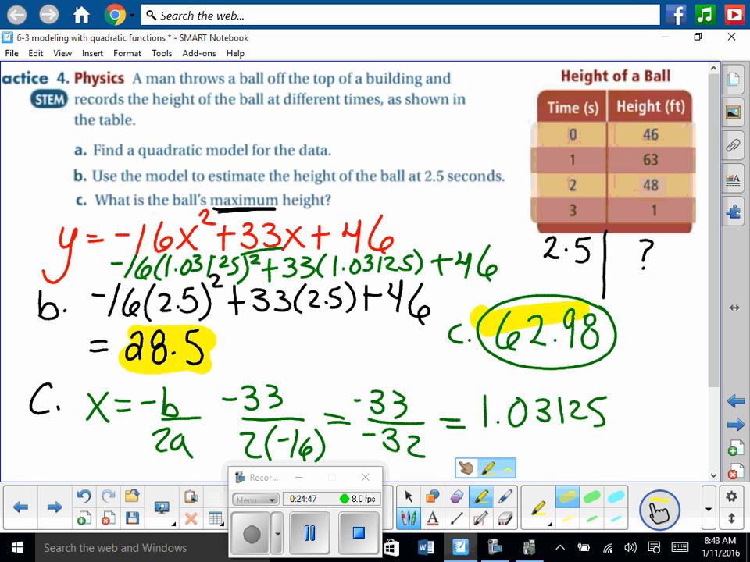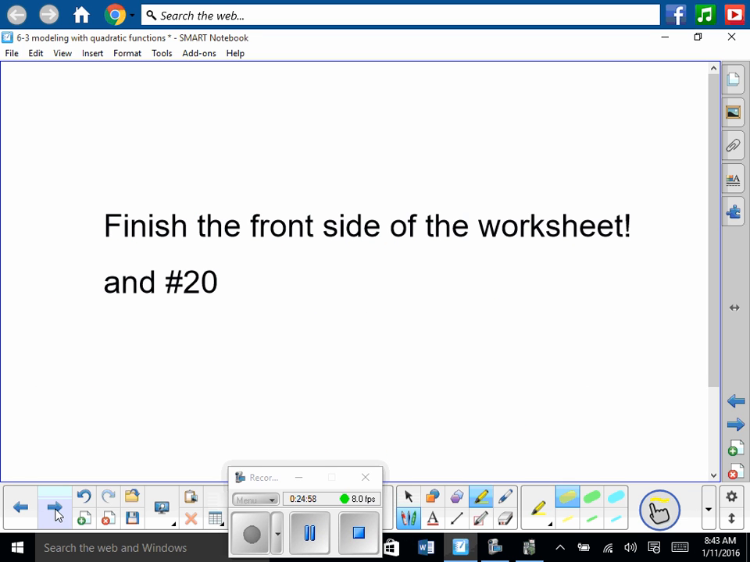All right, so I need you to finish the front page of the worksheet, as well as problem 20. The front page of the worksheet as well as problem 20. What about the rest of it? I'm going to add on to that problem number 19. No different than anything else we've done.